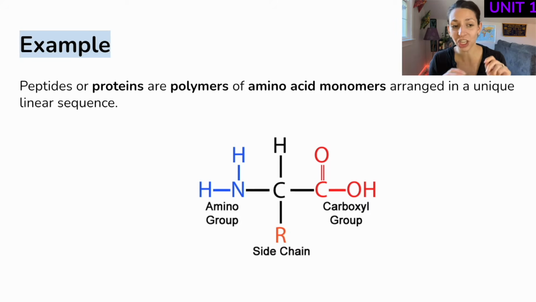But then the side chain, that R, isn't just an R, that's not an element, that is just a placeholder for whatever other molecules are going to attach to the amino acid and give it its properties, like maybe being hydrophilic or hydrophobic or ionic and more acidic or basic. And so every amino acid has different characteristics that are based on this side chain or this R group.